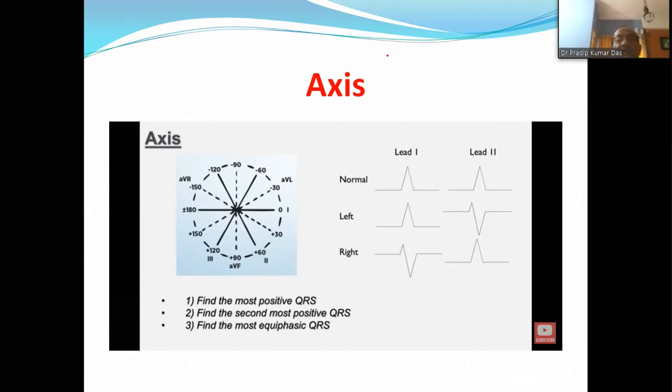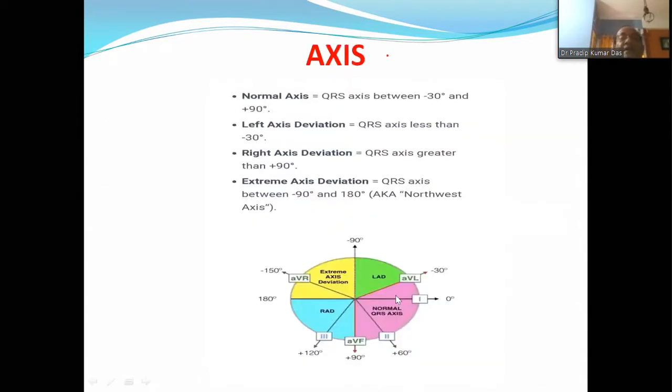There are many methods to calculate the axis. The most common is the quadrant method. From the quadrant method, we can say that the normal axis is from minus 30 to plus 90, anywhere between that. In that case, the vector goes halfway, almost through the apex. So from minus 30 degrees to plus 90 degrees is normal.